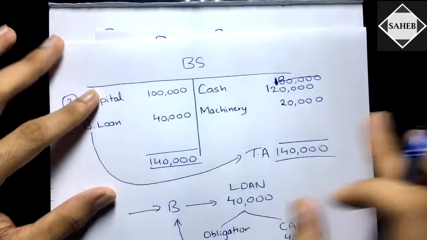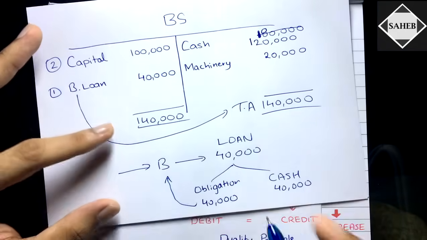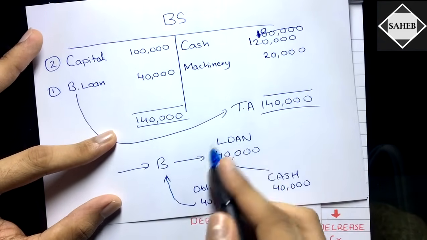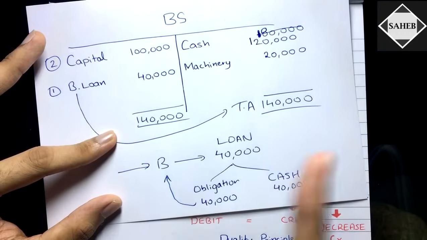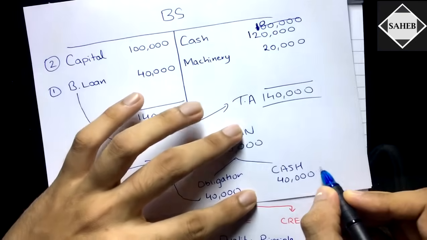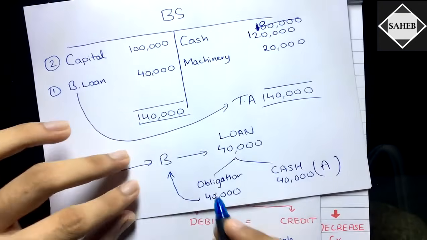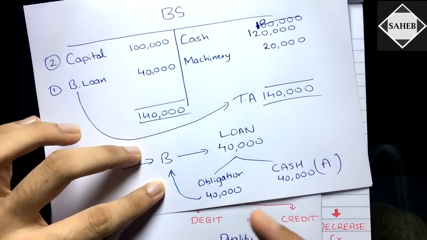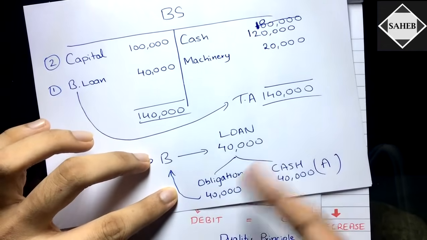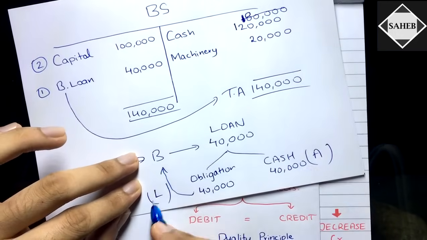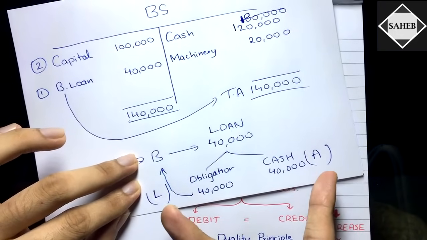See here, in this transaction, when you went to the bank and got a loan, what happened? This transaction had two effects. One effect was that you got the cash, 40,000. This was your asset, isn't it? And then immediately you had to recognize the liability also, because a present obligation was created. You have to pay. So a liability was created, right? So asset is there, liability is there. This is the dual aspect I'm talking about.